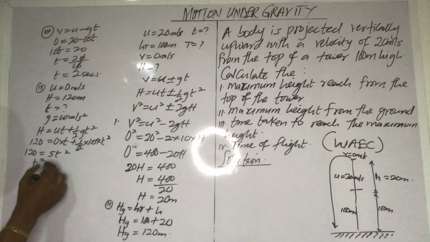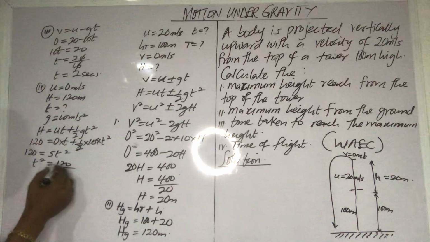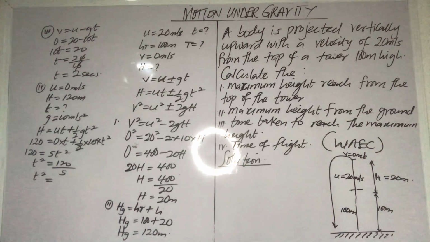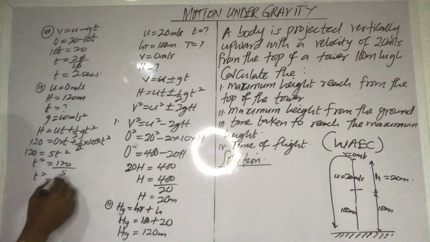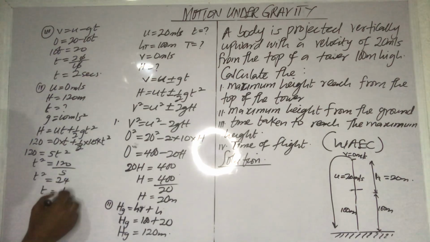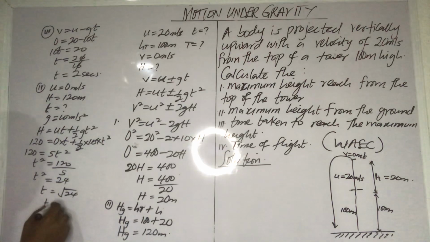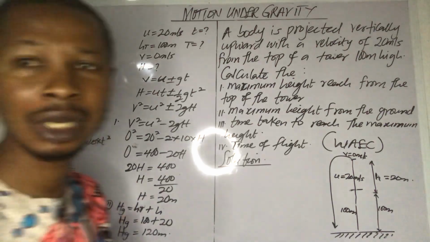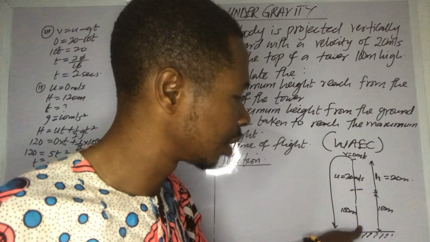Then you have t squared, dividing both sides by 5, equal to 120 over 5. So t squared is equal to 120 divided by 5. That's 24. Then t itself will be the square root of 24. You have 4.9 seconds. So the body took 4.9 seconds to move from the top here to this place.